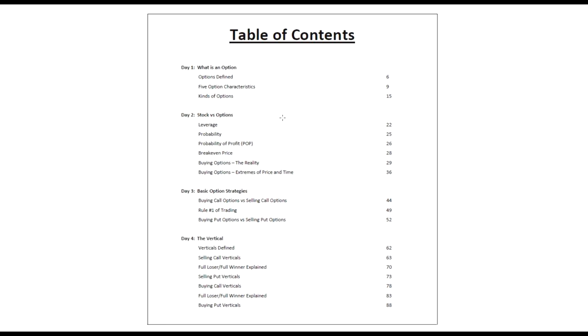The book is broken down into 7 days. Day 1 being, what is an option? You'll learn everything about options themselves. We'll compare stocks versus options. Then we'll get into basic option strategies like the vertical. And finally, we'll wrap it up with how to trade verticals and then the making and managing of trades, which is to me the key to success long term above all.